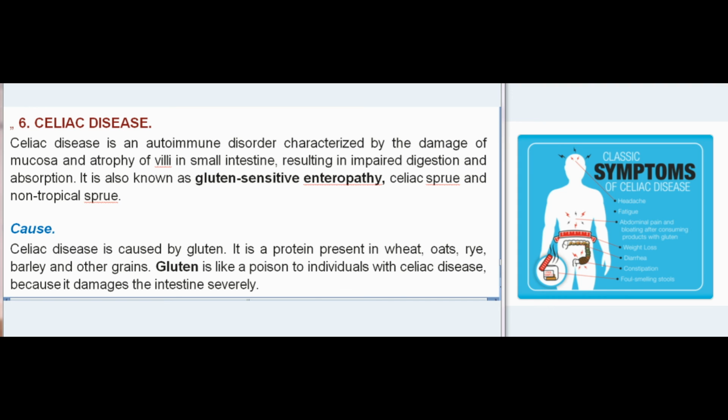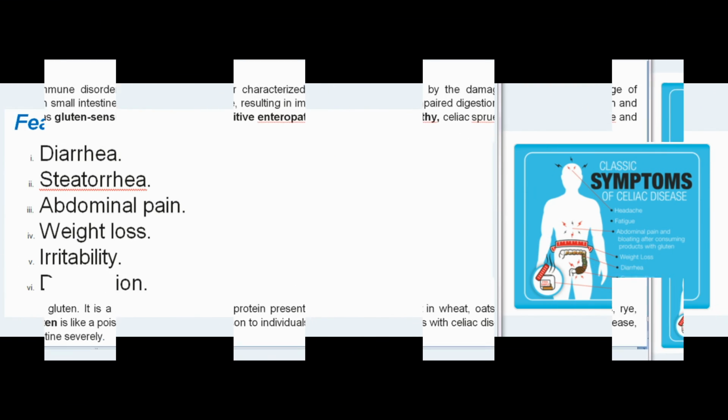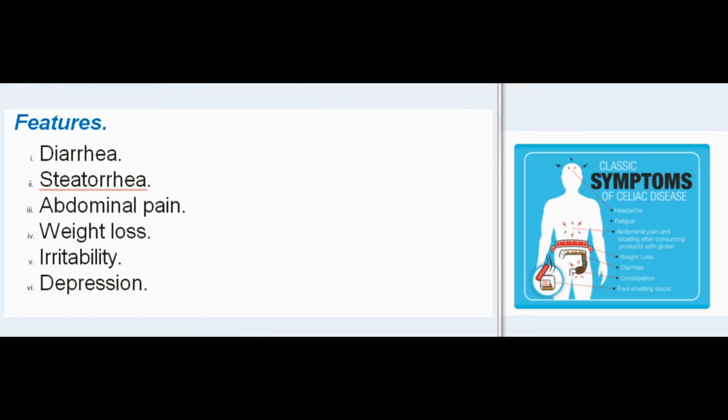Cause. Celiac disease is caused by gluten. It is a protein present in wheat, oats, rye, barley, and other grains. Gluten is like a poison to individuals with celiac disease, because it damages the intestine severely. Features. Diarrhea. Steatorrhea. Abdominal pain. Weight loss. Irritability. Depression.